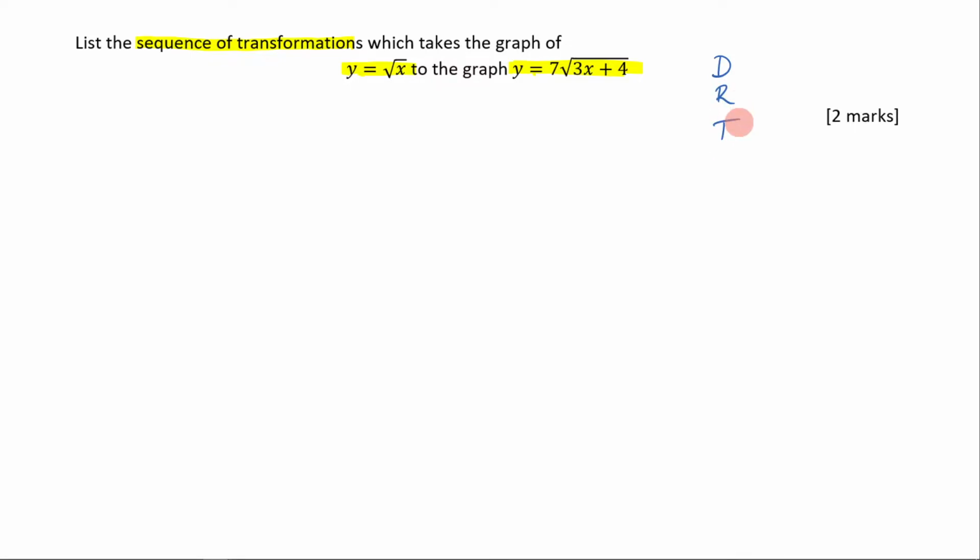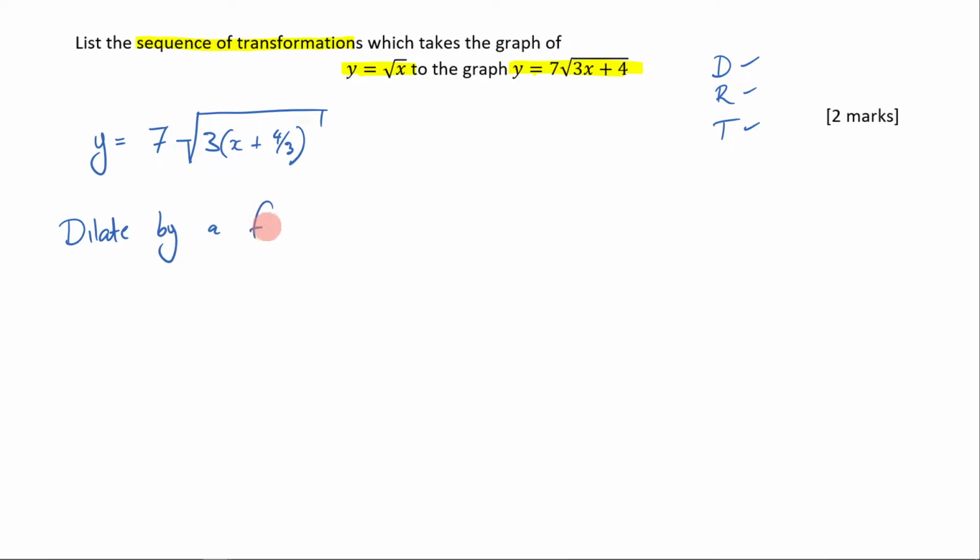The next thing that you want to do is you want to take this and you want to factorize inside the square root here. So that means I'm going to end up with 7 on the outside, the square root, and then I'm going to write this as 3x plus 4 on 3. And now I can just read off my dilations, then reflections and translations, just a bit easier.